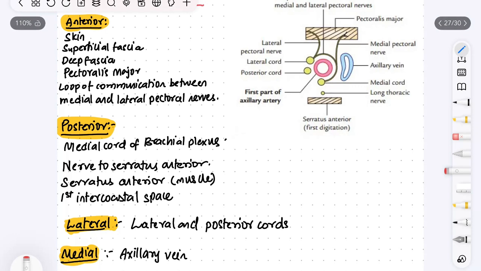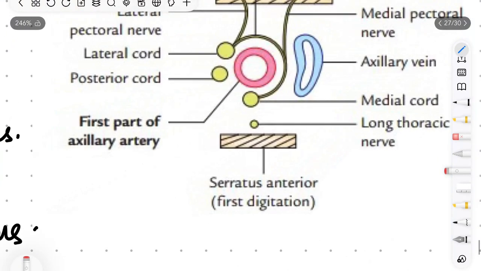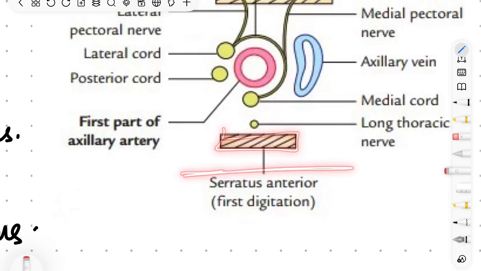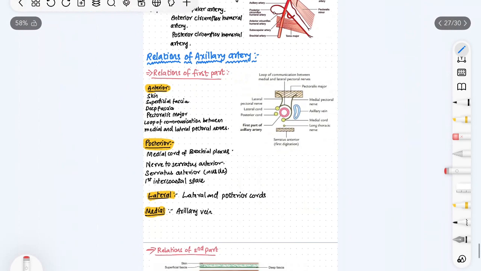Now what are the relations on the posterior side? On the posterior side, we have the medial cord of the brachial plexus, the nerve to serratus anterior, the serratus anterior muscle, and the first intercostal space. So this is the medial cord, the long thoracic nerve or nerve to serratus anterior, the serratus anterior muscle, and here we have the first intercostal space. These are the posterior relations.